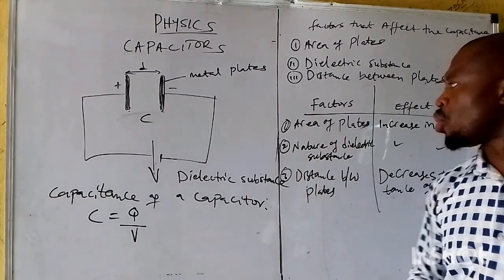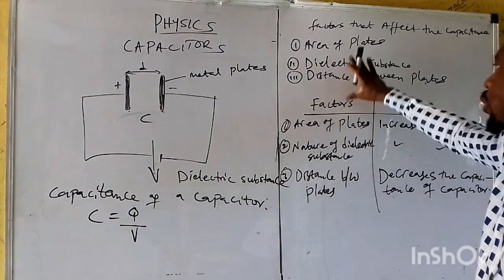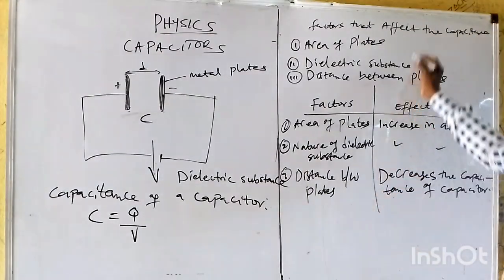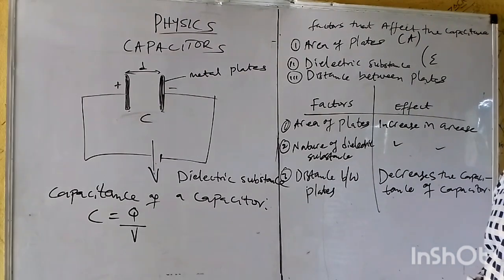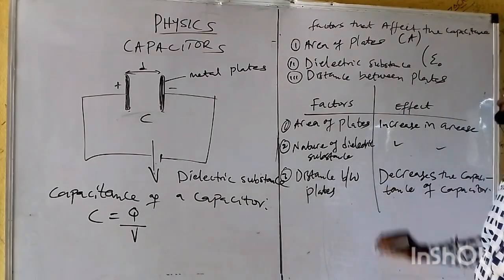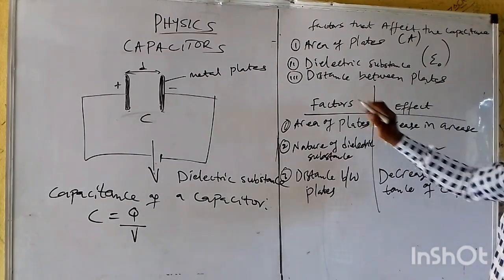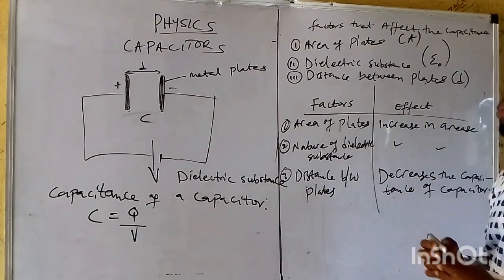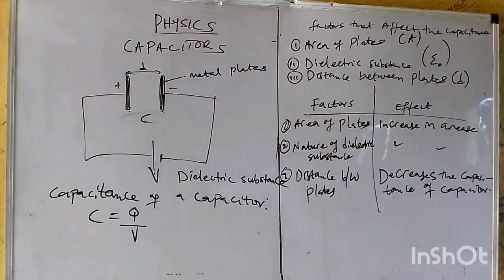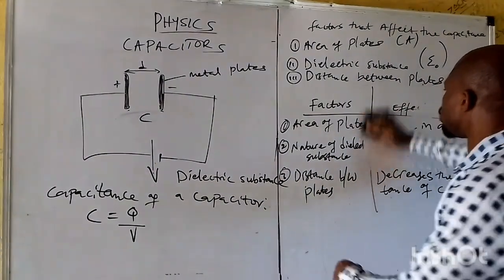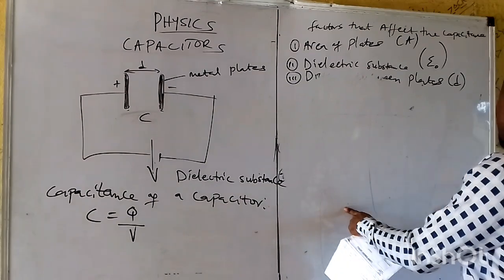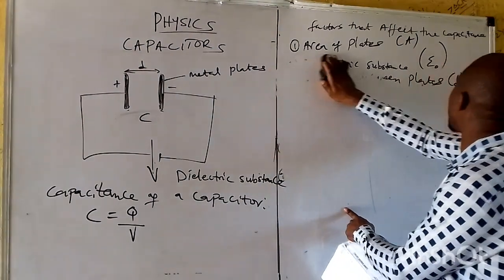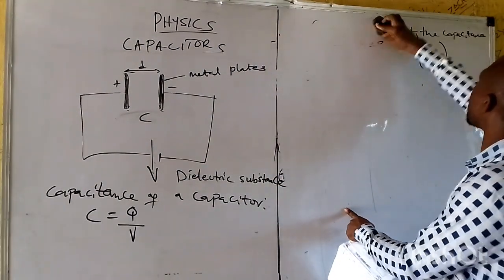Now we look at how these factors can affect this. Remember, this is the area between plates. The dielectric substance is expressed as the permittivity of free space, and distance is expressed as small letter d. So if we put the three together, it will give us an equation that will help us solve the problem of the capacitor.